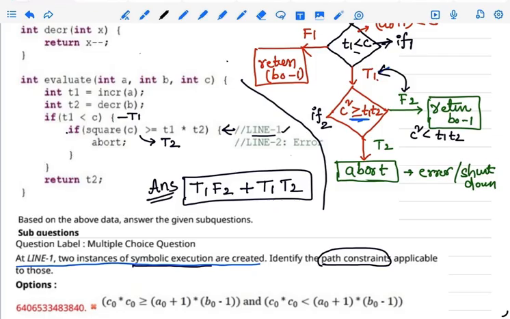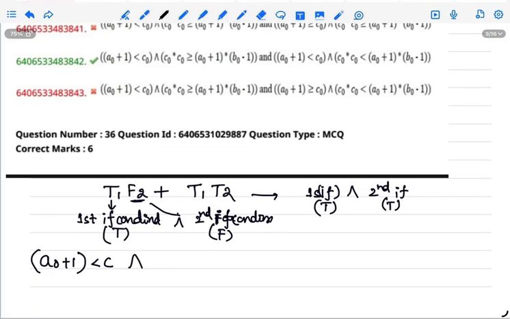Okay, C square less than T1 T2. T1 is A0 plus 1. T2 is B0 minus 1. Okay, this is the second if condition.